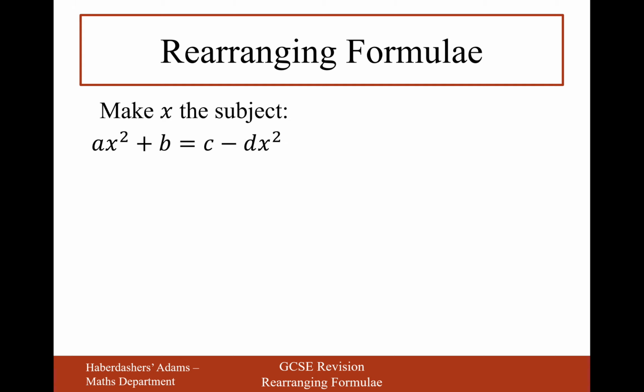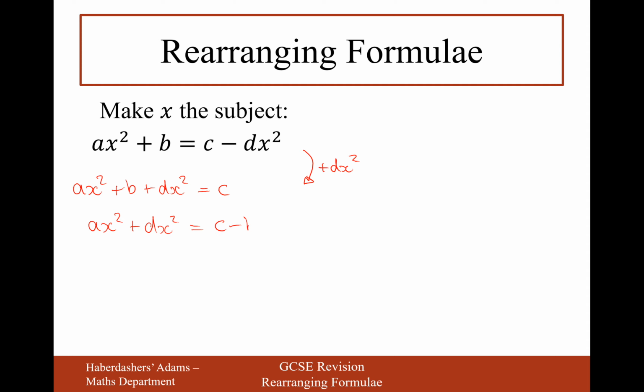Let's move on to the next one. So I've got x squared here, but that will not be too bad. I just need to get all my x's on the same side first again. So I'll add dx squared onto the left-hand side. So it's going to be ax squared, add b, add dx squared equals c. I'll get the b out the way now, so take away b from both sides.